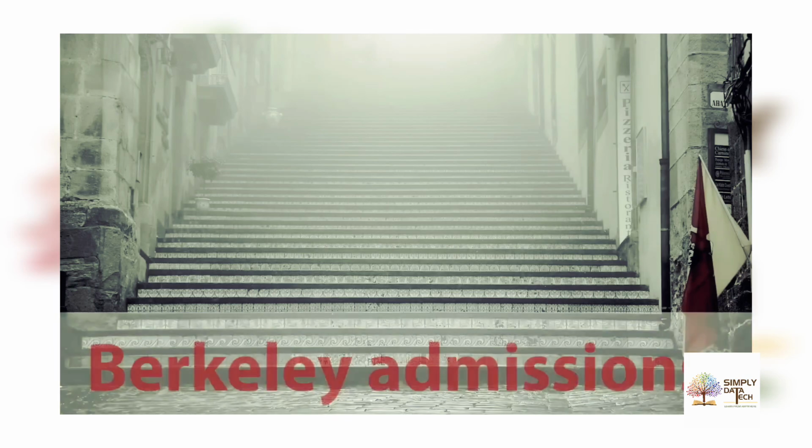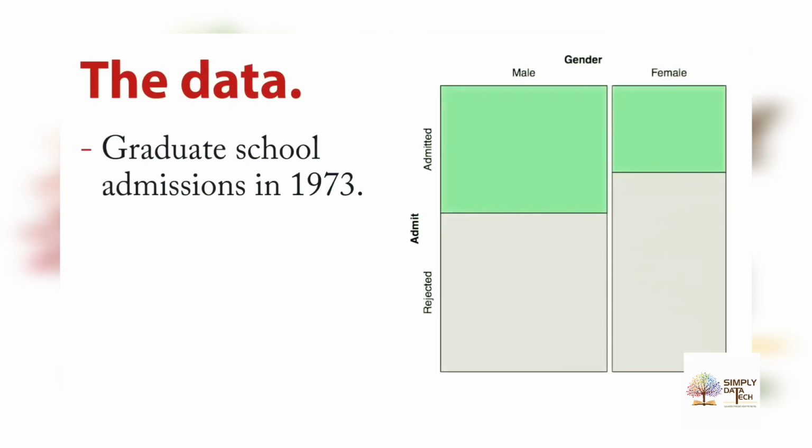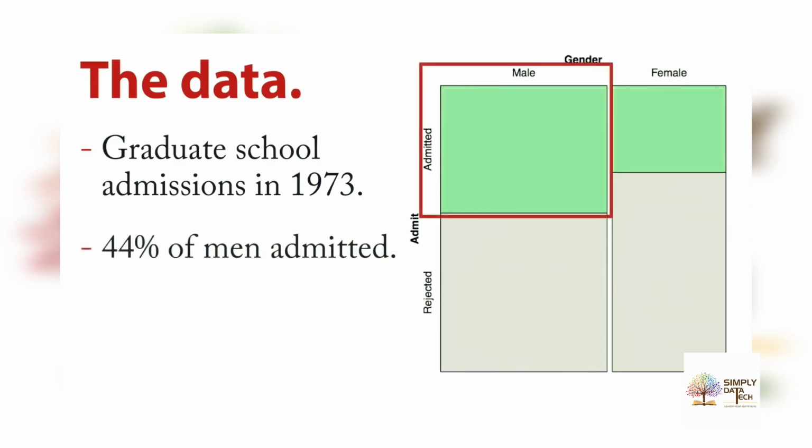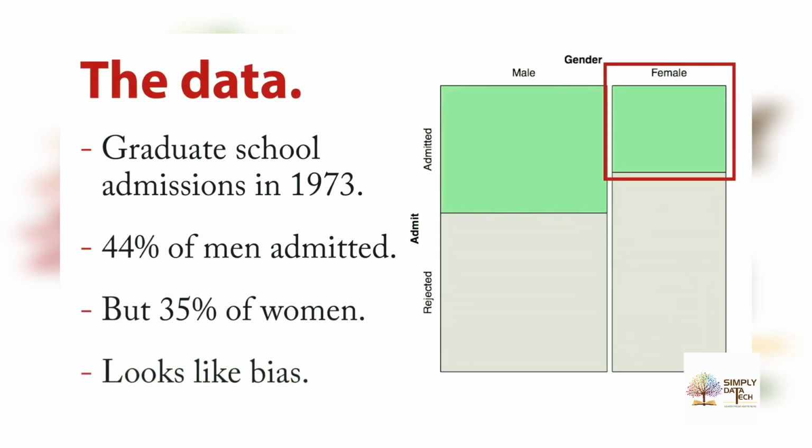I'm going to give a very famous data set, Berkeley admissions. Now, these are not stairs to Berkeley, but it gives the idea of trying to get into something that's far off and distant. Here's the data. This is graduate school admissions in 1973, so it's over 40 years ago. Men and women were both applying for graduate school at the University of California at Berkeley. And what we found is that 44% of the men who applied were admitted. That's their part in green. Of the women, only 35% were admitted. So at first glance, this is bias, and it actually led to a lawsuit. It was a major issue.